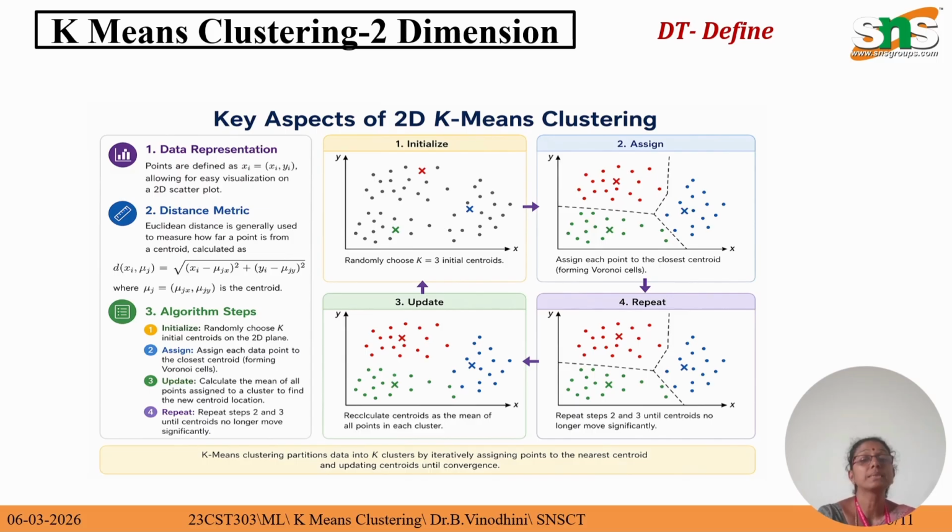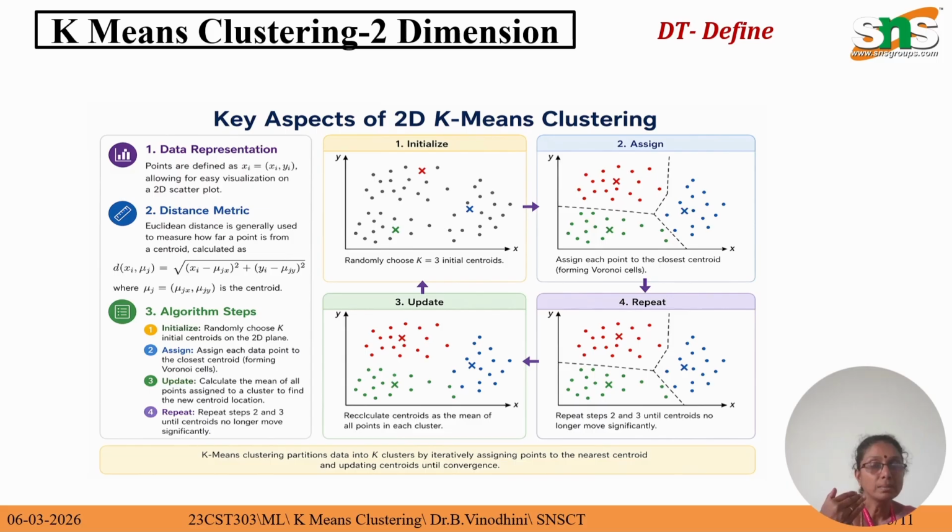The algorithm steps are like this: first, we initialize the k value. The same algorithm steps apply in the 2D dimension also. We initialize the k value in the beginning itself. Next, we assign each data point to the closest centroid. After that, calculate the mean of all the points assigned to the particular cluster to find the new centroid value, and repeat steps 2 and 3 until no new cluster is formed. So this is the process of 2D k-means clustering.